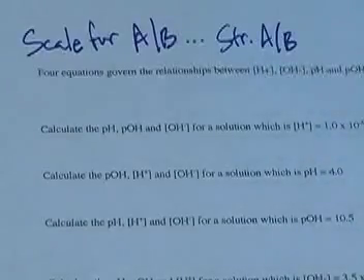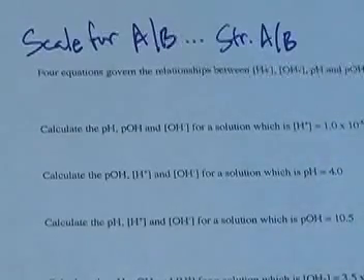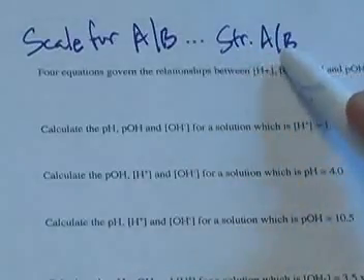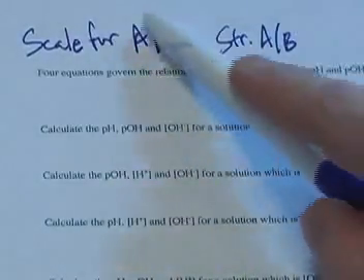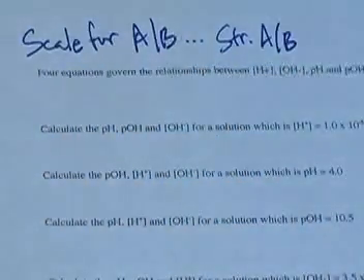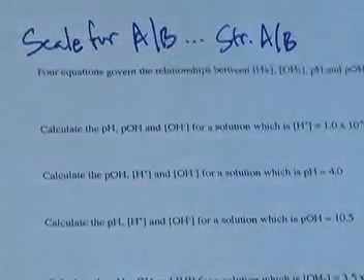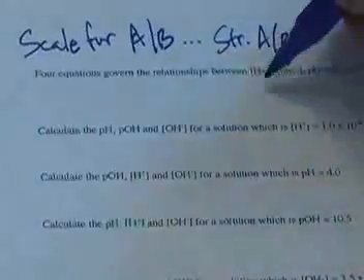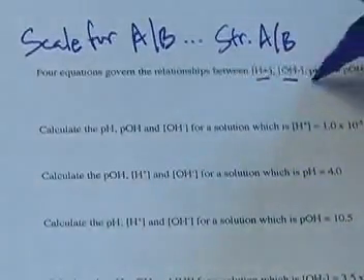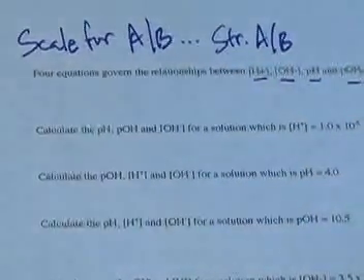In this video cast, we'll take a look at a scale for acids and basicity of substances, and we'll take a look at how strong acids and bases can be calculated on this scale of acidity or basicity. There are four equations that govern the relationship between H plus concentration, OH minus concentration, pH, and pOH.